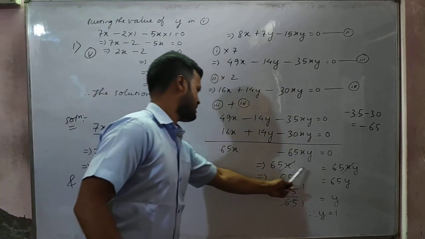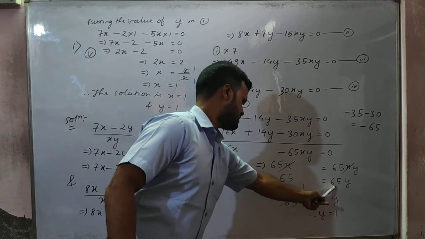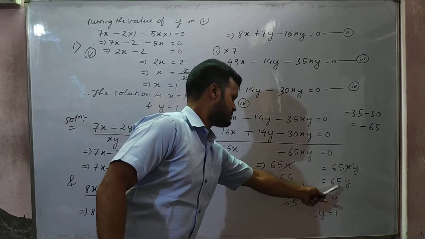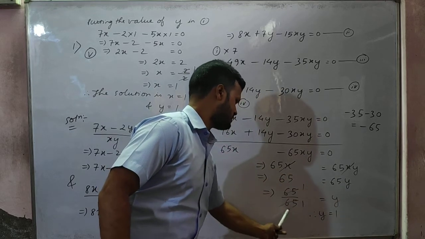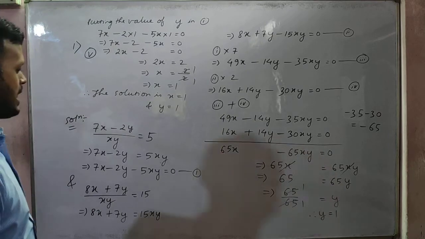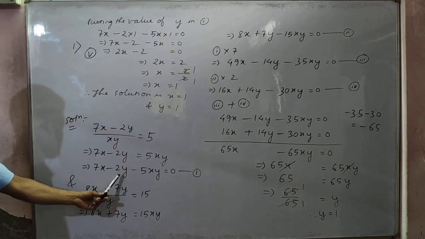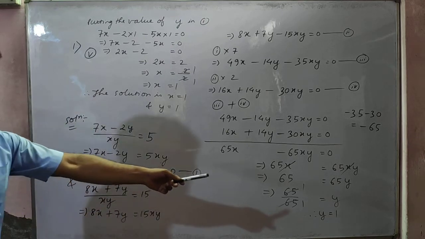From both sides I am cancelling x, so 65 is equal to 65y. Cross multiplying, this 65 is multiplied with y, so 65 and 65 cancel, and y is equal to 1. Okay, now put the value of y in equation 1. In equation 1 y is there, no? In place of y you just put the value of y.